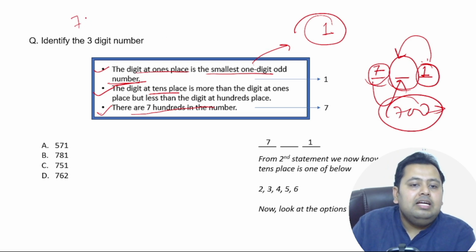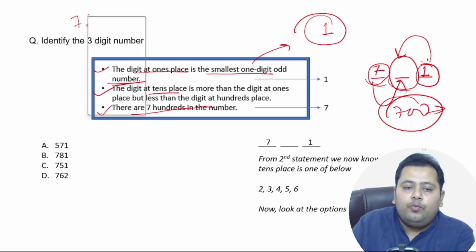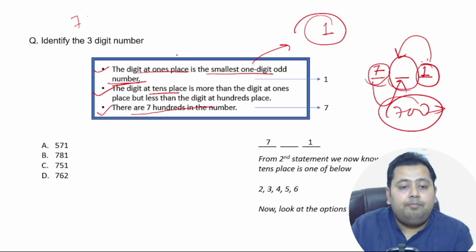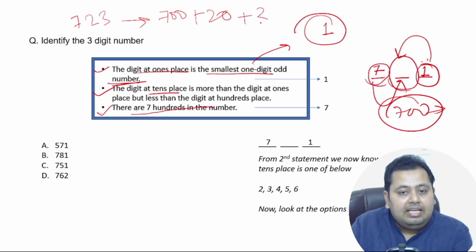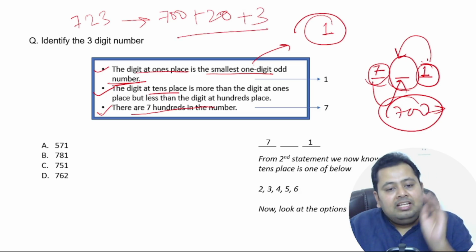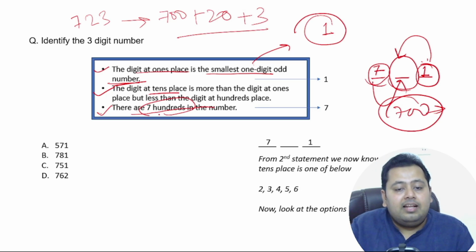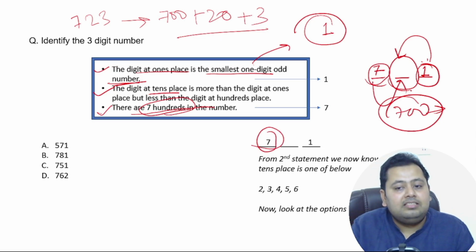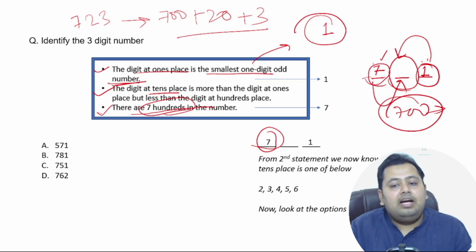So for example, say I'm taking a random number, 723. Now if you break this number, this is nothing but 700 plus 20 plus 3, right? Now what it's saying is there are 700s in the number. This means that the number at the hundreds place is nothing but 7. So now we know what the number in the hundreds place is.